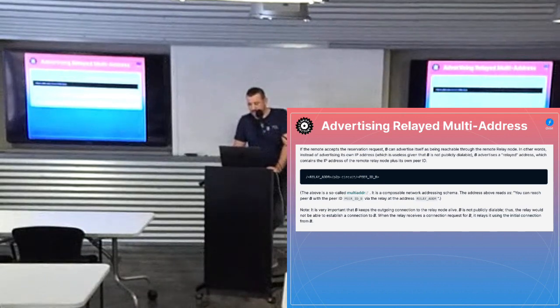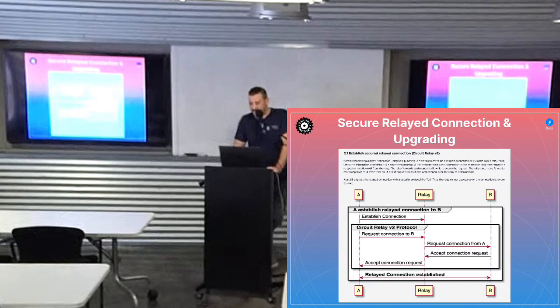This is, again, the format of the multi-address. And yeah, this is important. It's important that B keeps the outgoing connection to the relay node alive. B is not publicly dialable, thus the relay would not be able to establish a connection to B. So essentially you have to keep that connection alive. Another reason why it's better for these kinds of networks to have actual servers instead of computers that turn on and off.